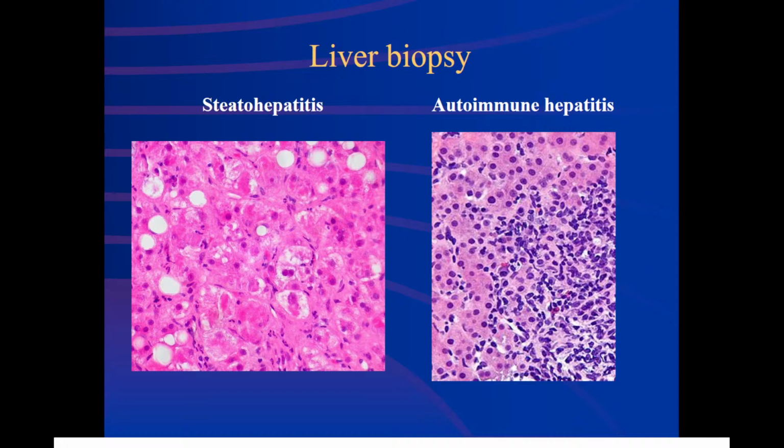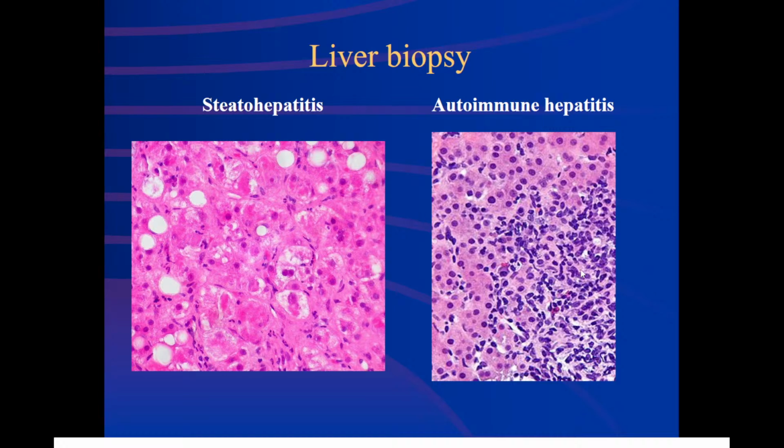In the left picture, you can see steatohepatitis, and there are fatty cells inside the liver tissue. Fatty cells accumulation. If there are only a few fatty cells, it's normal. It doesn't affect liver function. It doesn't lead to liver damage. But if there are a lot of fatty cells, it will lead to liver insufficiency.